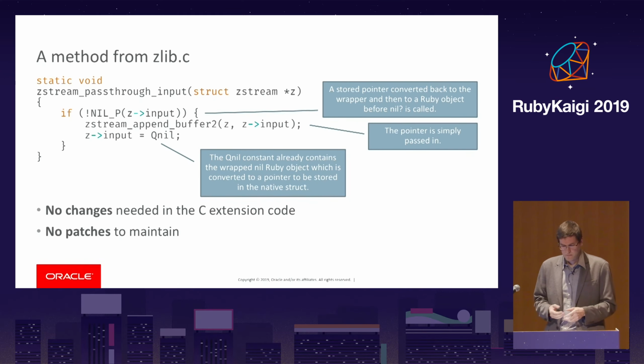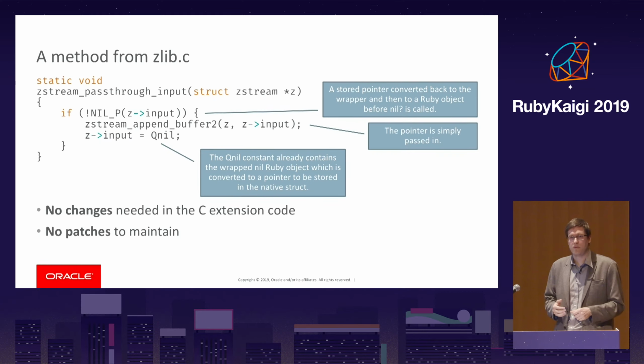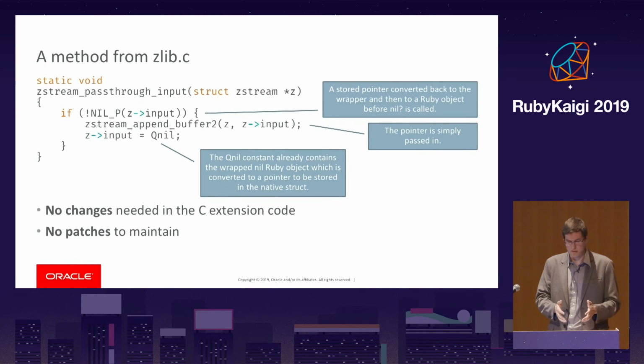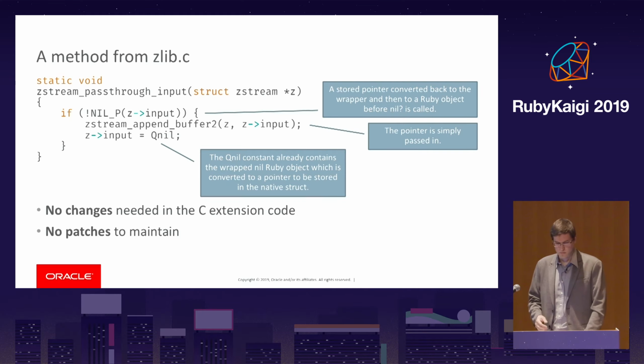On the second line, the input member of the struct contains just the pointer, the number, so that's just passed into the C function. And on the third line, you have the Qnil constant, which, because we are in C, is actually the wrapped value wrapping the nil Ruby object. So we get the pointer for the nil here and store that into the native struct, into the input member. So this means that we don't have any more changes, or we don't need to maintain any patches.